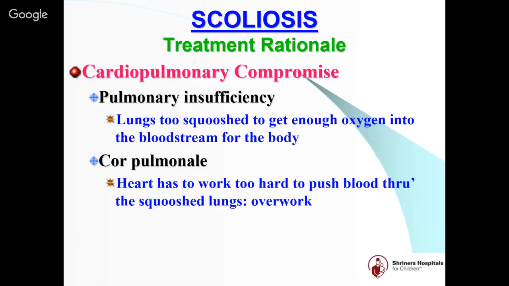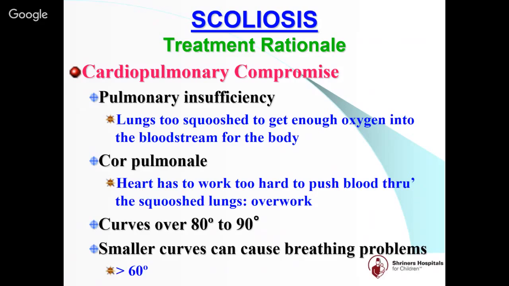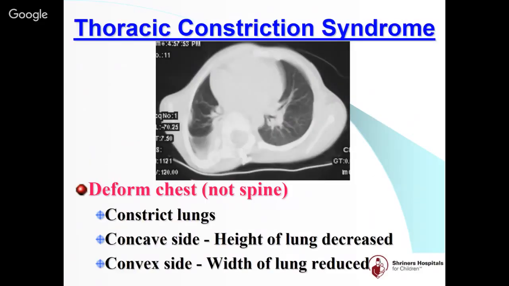If that happens long enough, then the heart has a hard time getting blood pumped into the lungs. You can have something called cor pulmonale, where the heart gets so overworked that it starts to get bigger and bigger like any muscle would, and then it gets too fatigued and starts not to work well. Now, mind you, this happens for very big curves, curves that are 80 to 90 degrees, although you can find some issues with breathing already in curves that are about 60 degrees or so. But this is the kind of thing that we worry about.